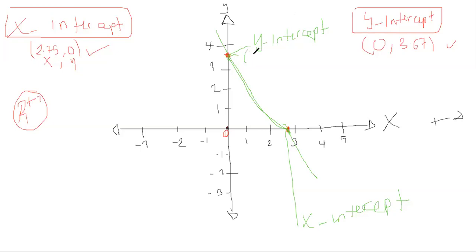So here, the coordinates are what? 0 and 3.67. And this coordinate here is a solution to this equation. So here the coordinates are what? 2.75, 0. So here also there are infinitely many points that will make this work.